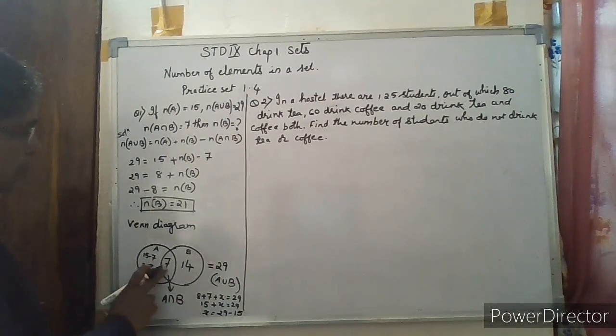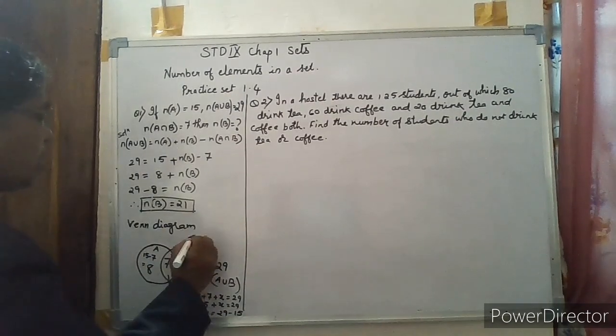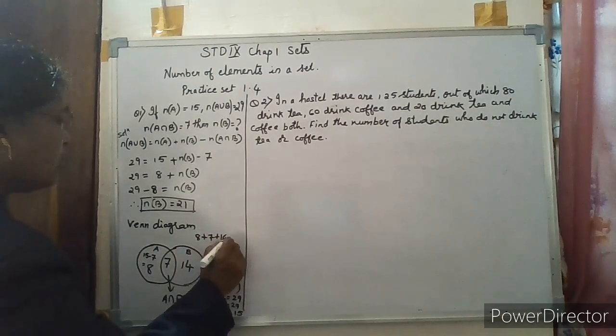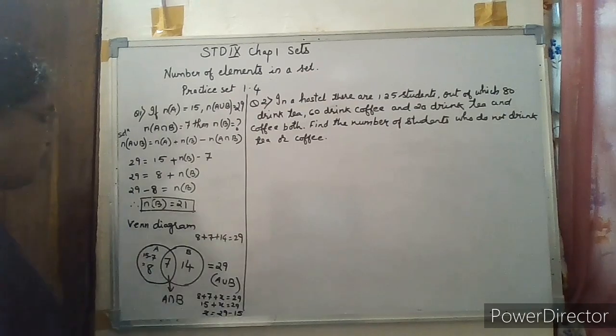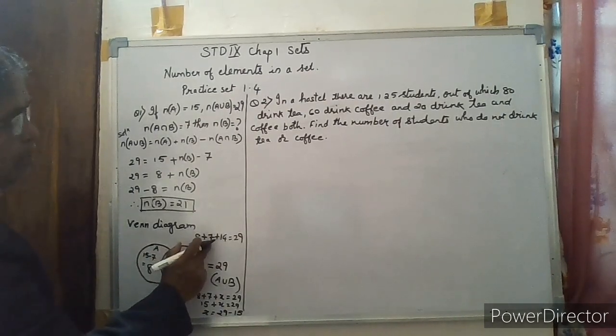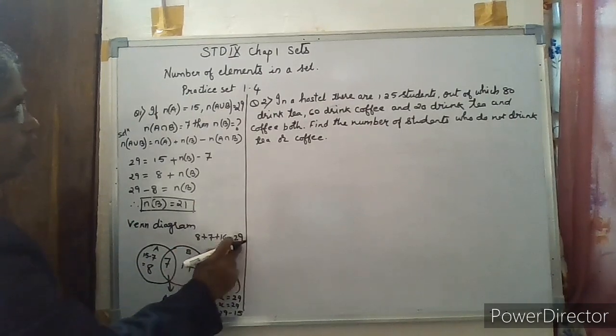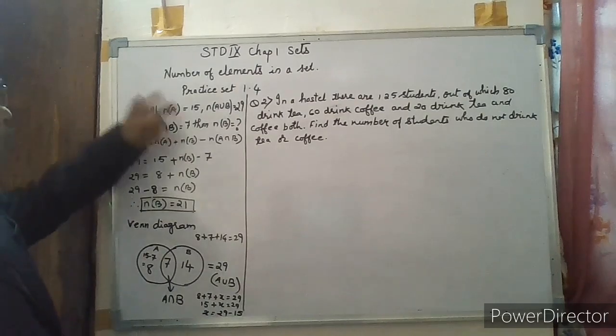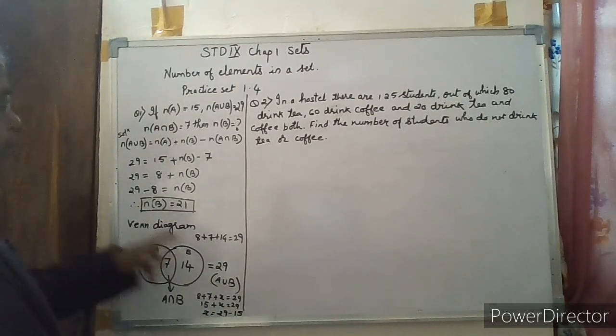So 8 plus 7 plus 14 is equal to 29. This is the verification. So 8 plus 7 is 15, 15 plus 14 is 29. So in this way we can show this type of problems in the Venn diagram.